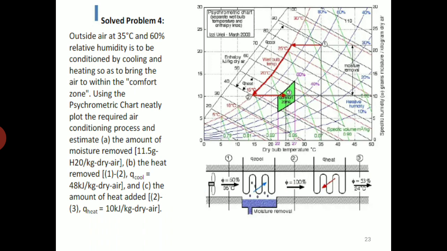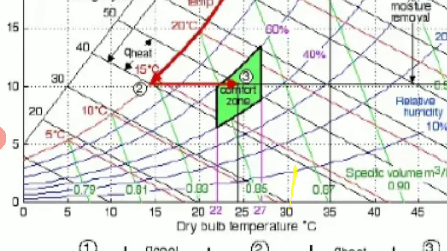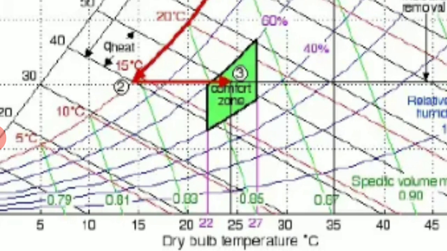Then the condition will be cooling first and then heating. First you have to cool the process, next you have to heat the process, so as to bring the air within the comfort zone. What is this comfort zone? You can refer to the shaded area. The green shaded area is what the comfort zone means. The comfort zone for human conditions is 22 degrees Celsius to 27 degrees Celsius. So that is what is called the comfort zone.